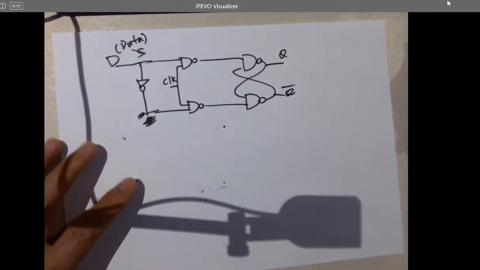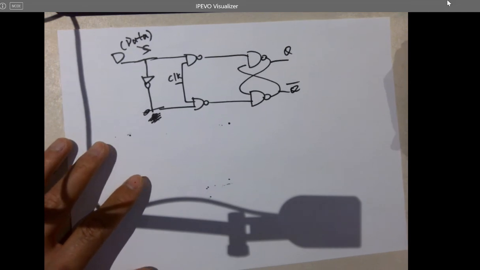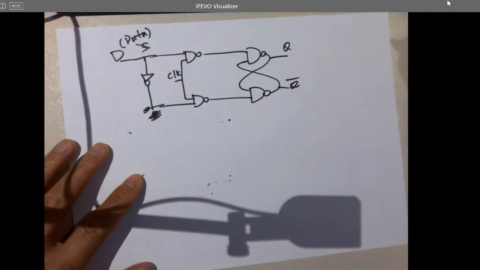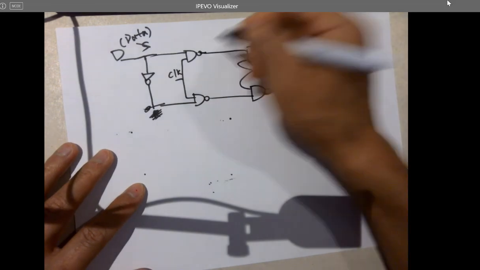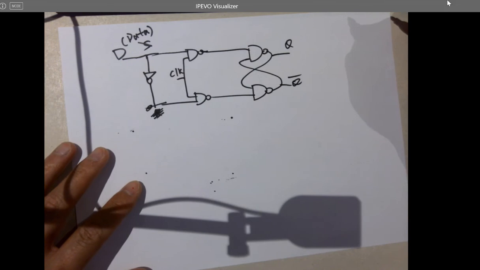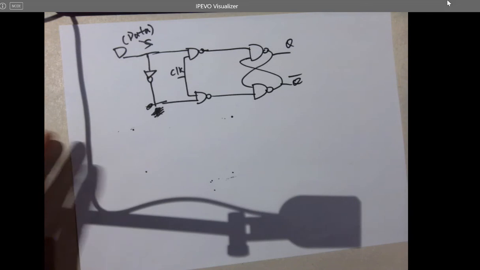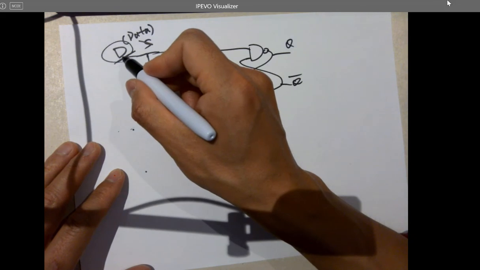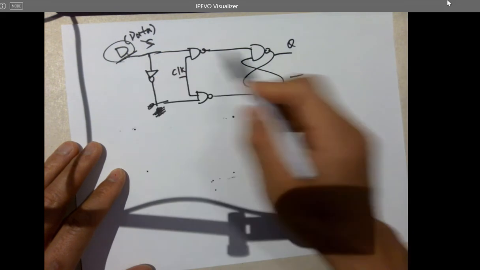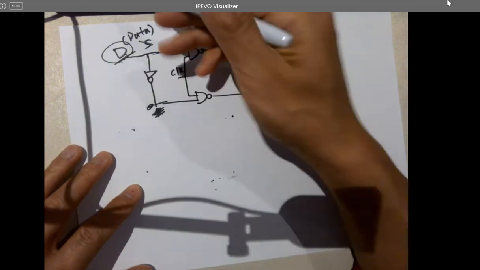Why is it data? Remember we were looking at the SR flip-flop. What is actually being sent to Q whenever clock is high? S, right? So S is being sent to Q whenever clock is high. So S, we just call it data. Whatever the data is, it's going to be sent to Q. It's the same values, same numbers. So that's called data. That's why it's called D flip-flop.